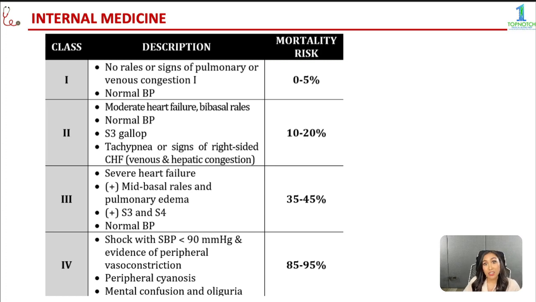Let's look at the Killip classification, no? Class 1, no rales or signs of pulmonary or venous congestion, also normal BP. Class 2, meron ka ng moderate heart failure, that's why you can hear rales na, tas may S3 gallop and tachypnea. Class 3, severe heart failure na, so aside from S3, may S4 ka pa. And class 4, shock na. So 1, 2, and 3, normal pa yung BP mo, pero there are increasing signs of heart failure and pulmonary congestion. Class 4, shock na. Bale, mababa na yung BP.